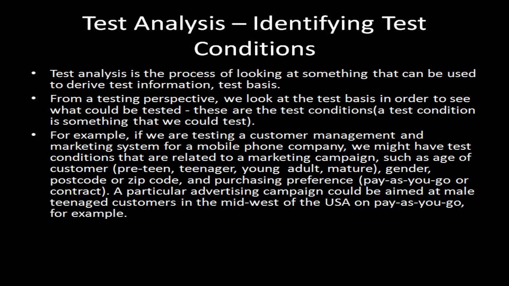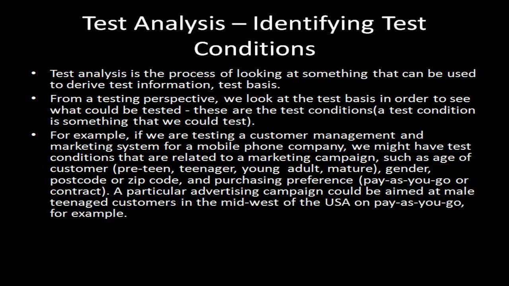From a testing perspective, we look at the test basis in order to see what could be tested. These are the test conditions. A test condition is simply something that we could test. If we are looking to measure coverage of code decisions, branches, then the test basis would be the code itself, and the list of test conditions would be the decision outcomes, true and false. If we have a requirement specification, the table of contents can be our initial list of test conditions.